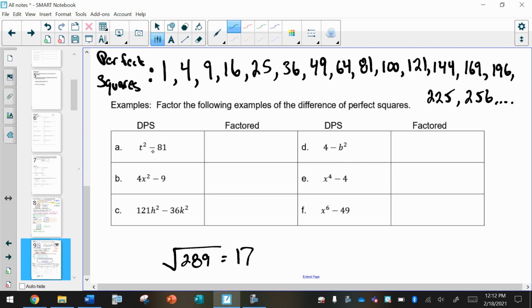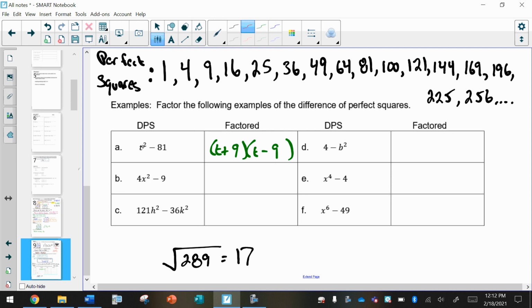So here, t squared minus 81. 81 is a perfect square. So this is going to split exactly the same in both parentheses, except one's a plus, one's a minus. And then the square root of 81, or what number times itself is 81, would be 9. So t plus 9, t minus 9. It doesn't matter the order.